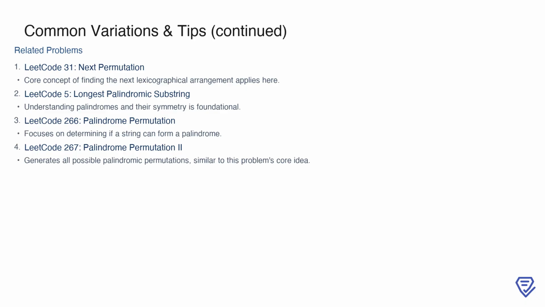Finally, LeetCode 267, Palindrome Permutation 2, extends this concept by generating all possible palindromic permutations, which aligns with the idea of constructing valid palindromes using specific constraints. Exploring these related problems can deepen your understanding of the techniques and principles involved.